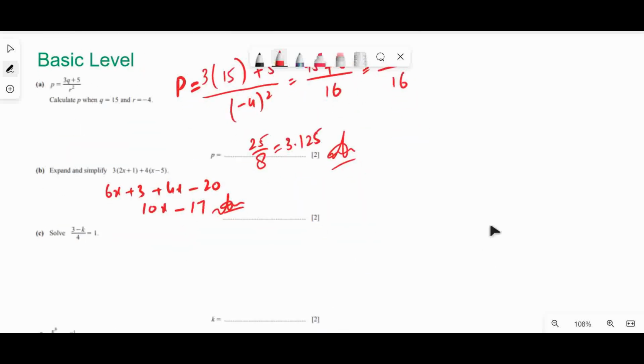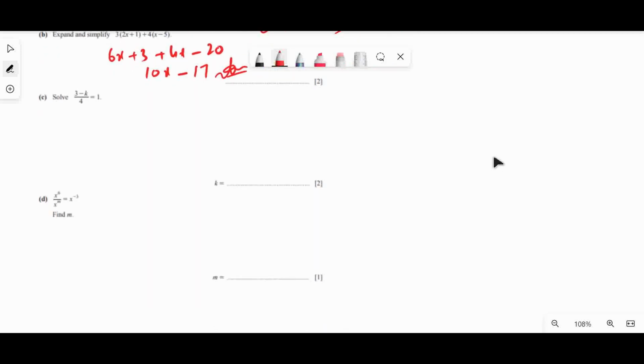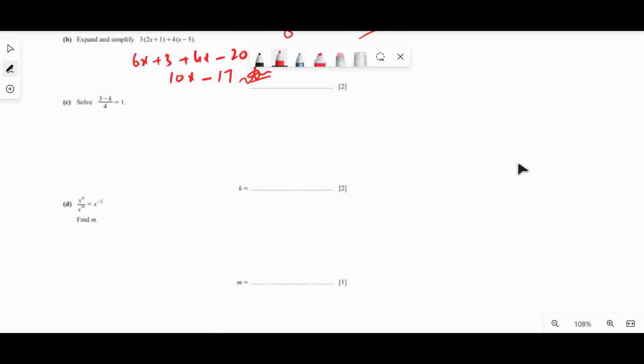Let's move to part C. Here the examiner is saying solve 3 minus k is equal to 1. Now we have to cross multiply it. Solve means that we have to find out the unknown variable. Now if we further rearrange it, this will be 3 minus 4 is equal to k, which means that k will be equal to minus 1. Let's move to part D, and it is related to the indices portion.